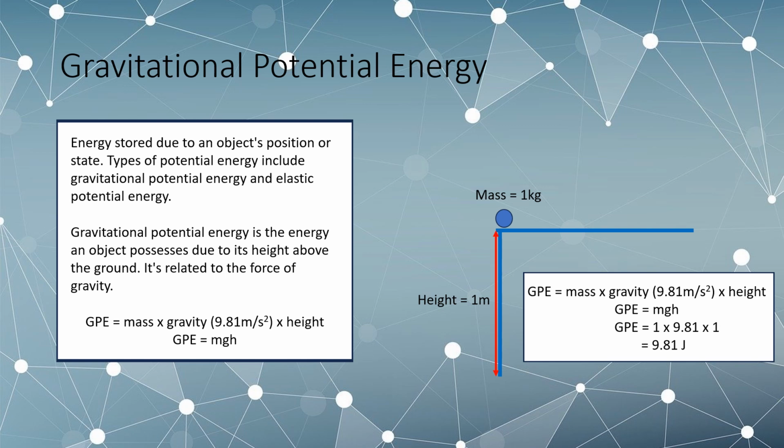Let's look at an example now. Over here I have a ball of mass 1 kilogram and it's sitting on a table that's 1 meter above the ground. We know gravitational potential energy is equal to mass times gravity times height. If I place those numbers in, we have a mass of 1 kilogram, multiplied by gravity, 9.81, multiplied by our height, which in this case is 1 meter. So it's just 1 times 9.81 times 1, which is 9.81 joules. Remembering all energy is in joules, we need to make sure we include that when we write out our answers for these problems.